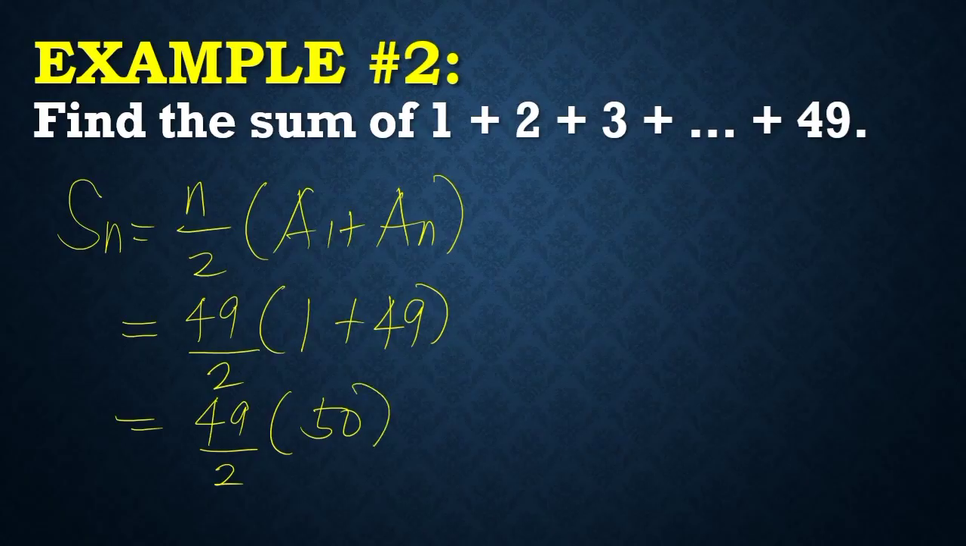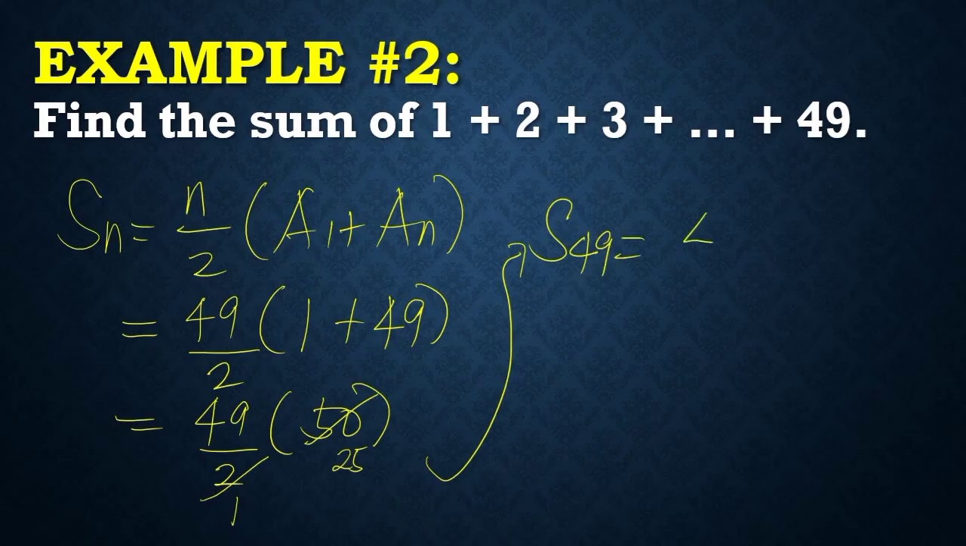Now, we can cancel out 2 and 50 kasi meron silang common factor na 2. So, 2 divided by 2, that is 1. And then 50 will become 25. So, i-rewrite natin dito. S sub 49 is equal to 49 times 25. And that is 1,225.